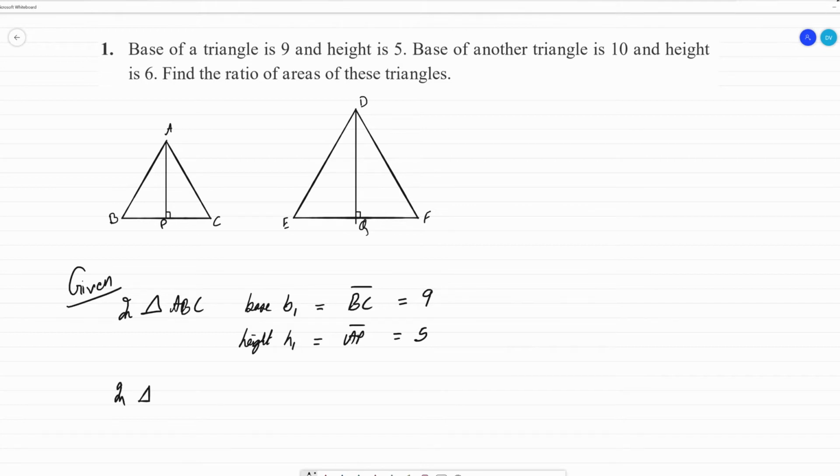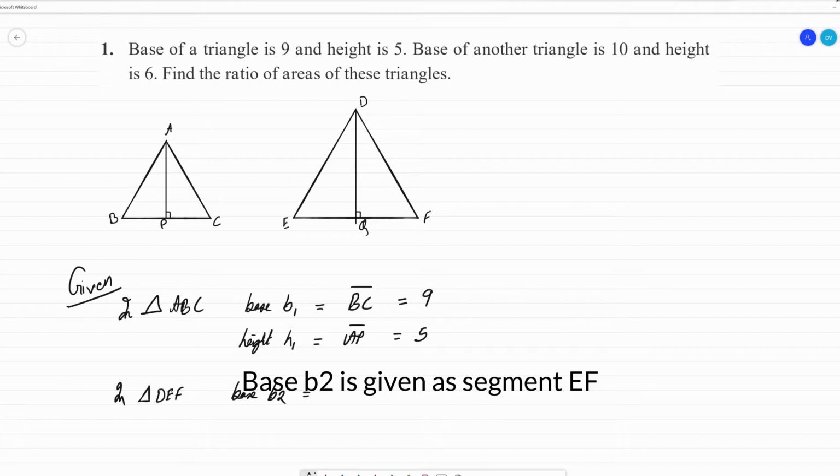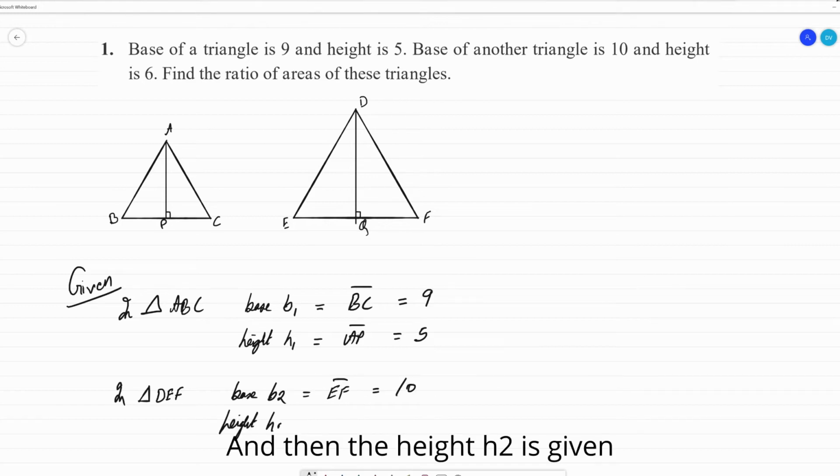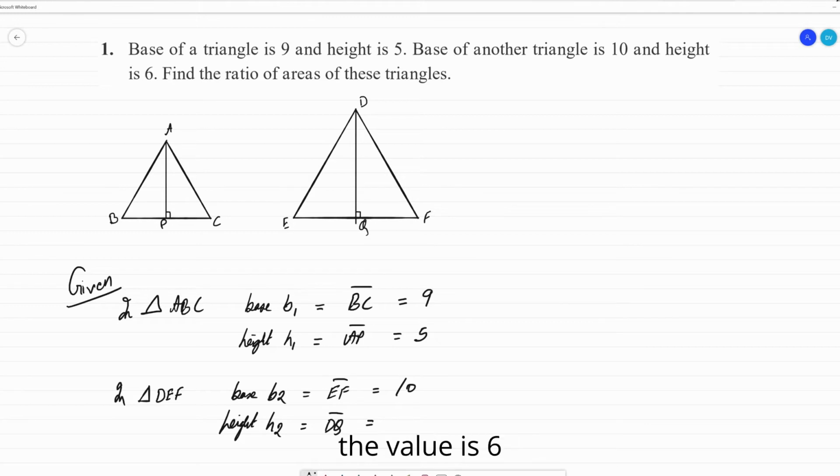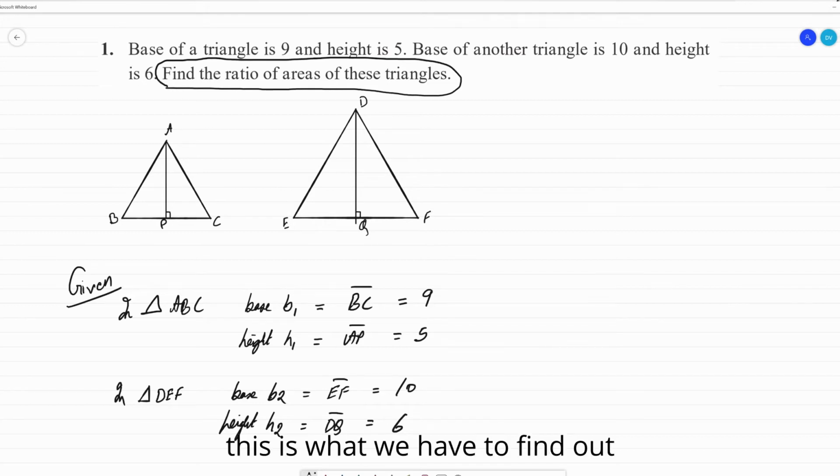In triangle DEF, base B2 is given as segment EF, and its value is 10. Then the height H2 is given as segment DQ, and the value is 6. Now what is the question? This is the question. The ratio of these, we have to find out. Okay. So let's do it.